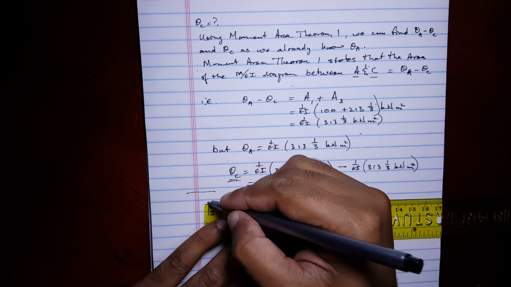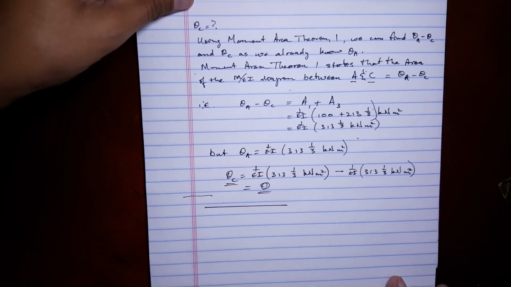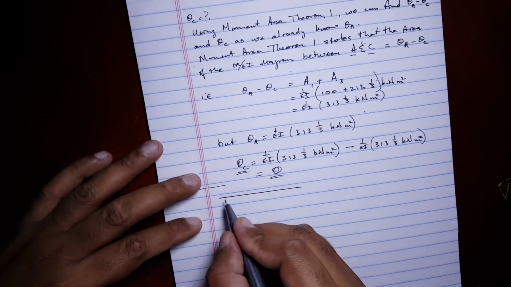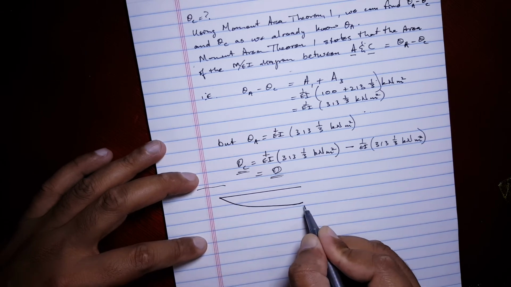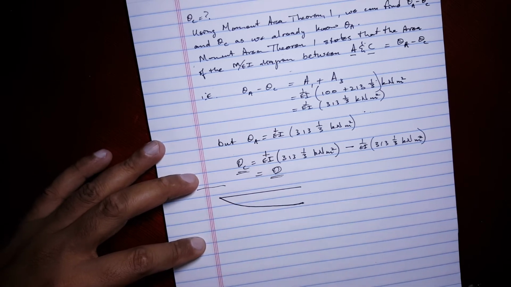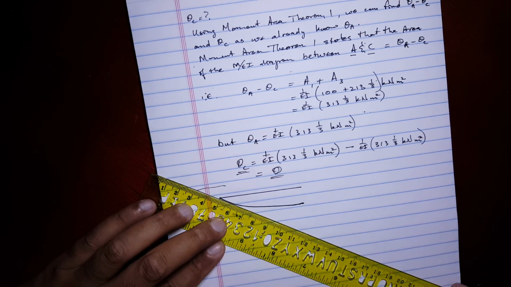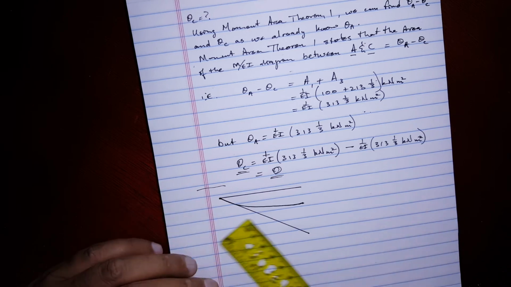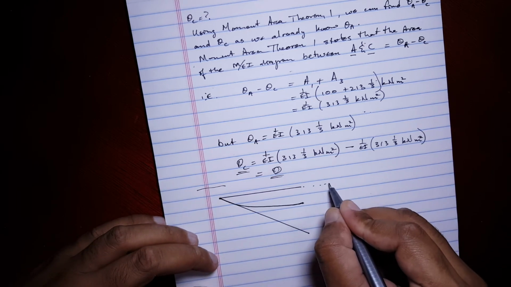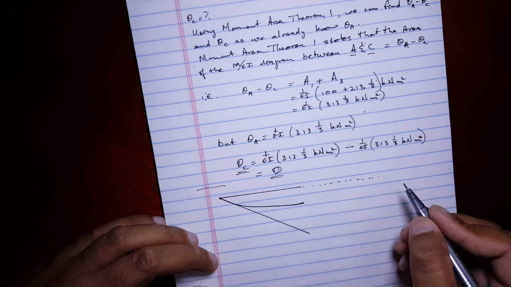So sketching that, it would look something like this. And this is the deflected shape I'm sketching here. It looks like a curve, somewhat like that. And obviously drawing a tangent. This would have been the entire diagram up to here.